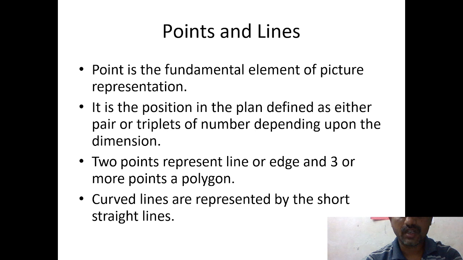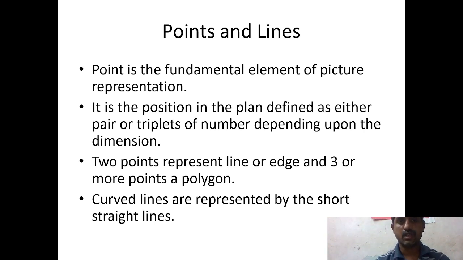So point is the fundamental element of picture representation. It is a position in the plane defined as either a pair or triplet of numbers depending upon the dimensions. So two points represent a line or edge, and three or more points a polygon. Curved lines are represented by short straight lines. Whenever we draw images, we are dealing with points and lines. In that way, we can say that point is the main element of the picture representation.